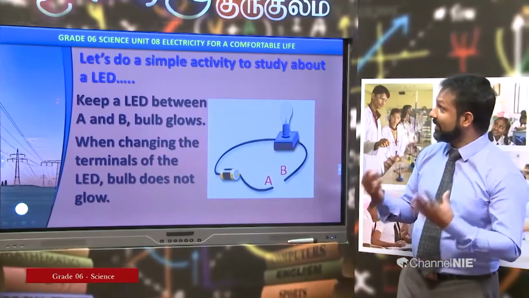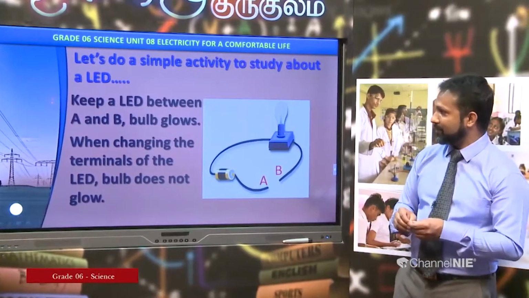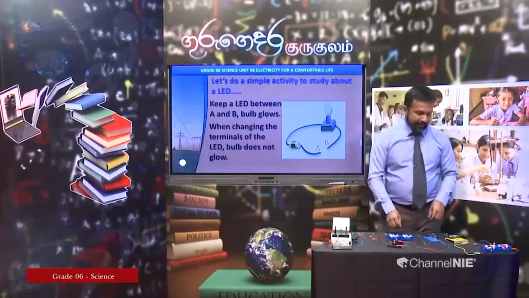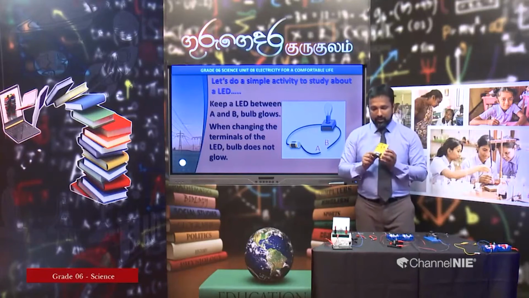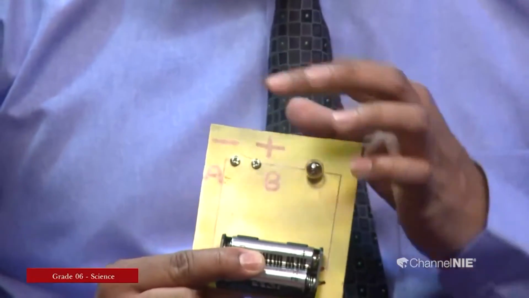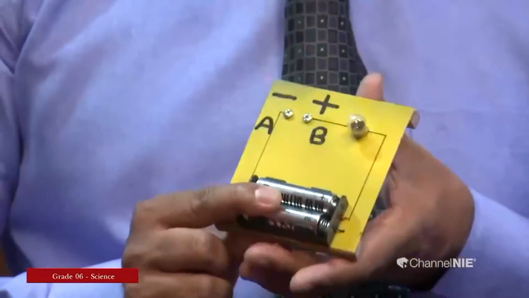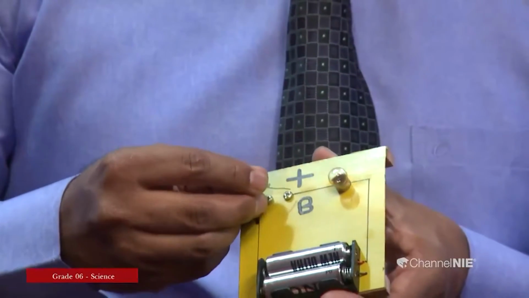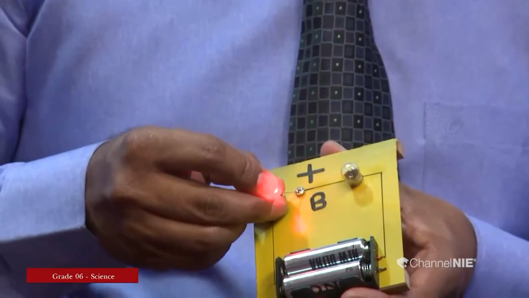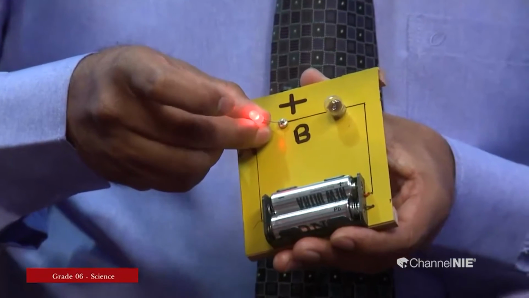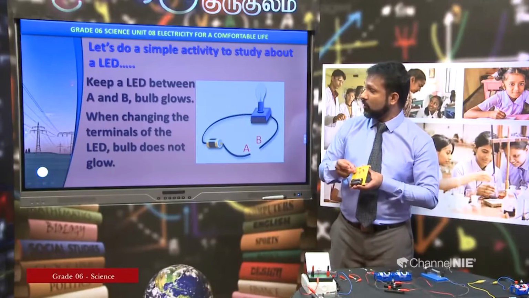Let's do a simple activity to study about the LED. Right. I am going to arrange the circuit as earlier. This is the dry cell or the battery, the bulb, positive and negative of the dry cell. I am going to keep an LED between A and B. It glows. Now I am going to change the terminals of the LED.